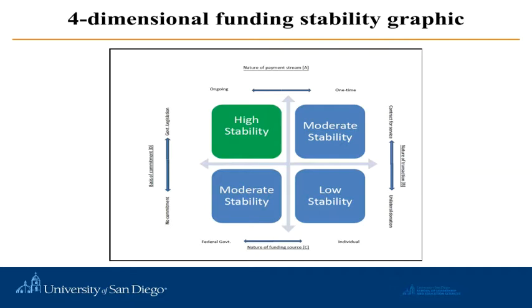As we keep coming down to the bottom continuum, it's where's the source of the funding? Is it like federal government on the one end, which is fairly stable?